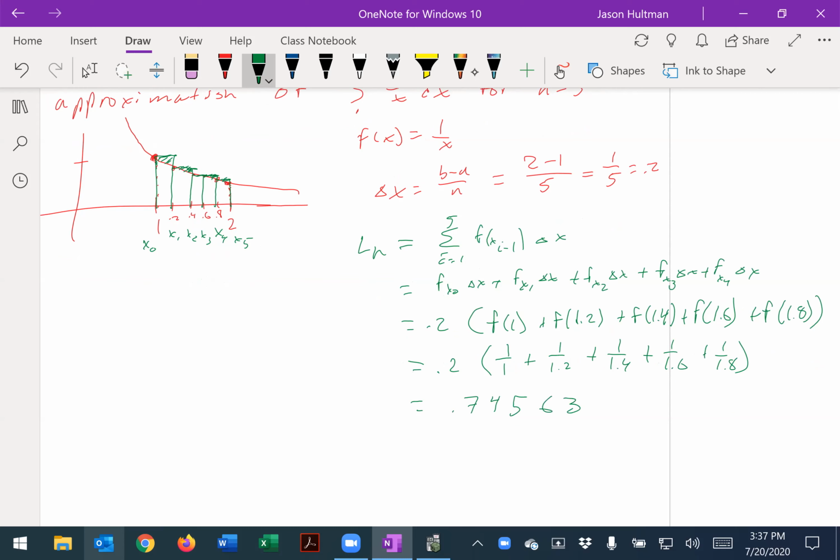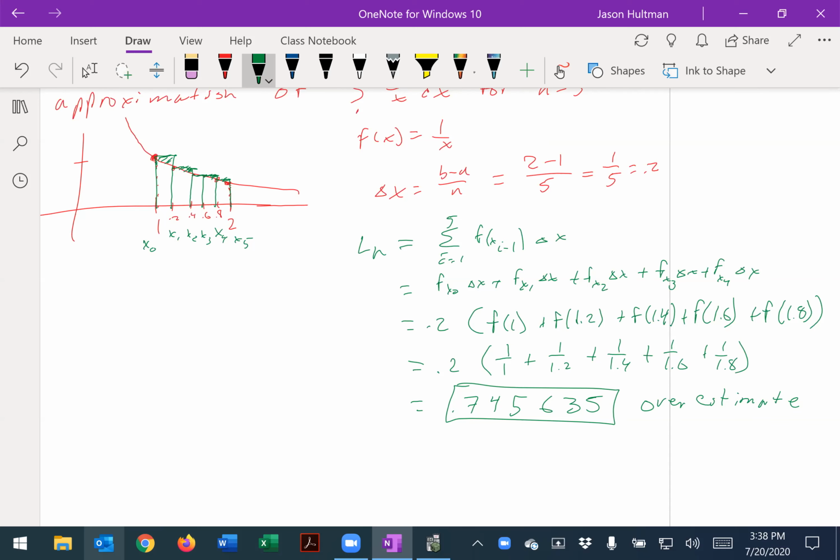0.74565. Okay, which again I'm going to say is an overestimate. Okay, this is an overestimate. Okay, overestimate. Okay, let's compare this to, let's get the right hand one.